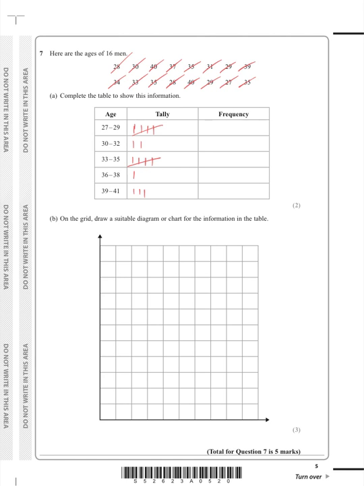And now we can count the frequencies. Don't forget they should add up to 16, so we've got 4 here, 2, you see I've made a mistake already, it's not 4, it's 5. So it just shows you how easy it is to make a mistake. So 5, 2, 5, 1 and 3. Just check that up to 16. 5 and 5, that's 10, 12, 15. So that's all sorted out, that's 16. Now we've got to, on the grid, draw a suitable diagram or chart for the information in the table. So here I would label this as age and this as frequency.